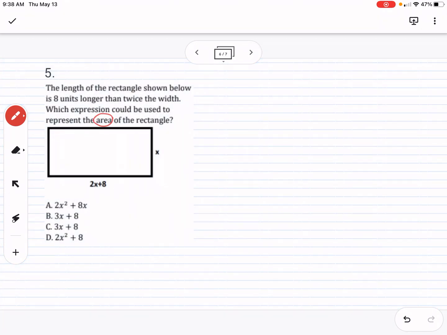This next problem also wants the area of a rectangle, so we're going to do base times height. Here my base is 2x plus 8, and my height is x. This is really just a distributive property problem. If you want to rewrite it, you can also write it with the x in front and then multiply the 2x plus 8. The point is you're going to end up multiplying x by everything. So x times 2x would be 2x squared, and x times 8 would be 8x.